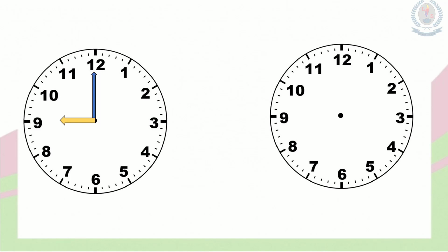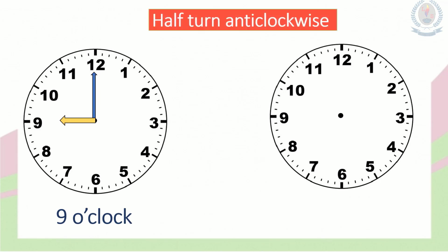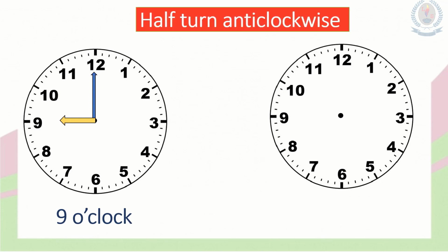In this clock, the short hand points to the number 9 and the long hand points to the number 12. The time is 9 o'clock. We'll see a half turn anticlockwise. Then the hands of the clock will turn to the left side. The short hand will move from number 9 toward number 8, between 9 and 8. And the long hand will move from number 12 to number 6.